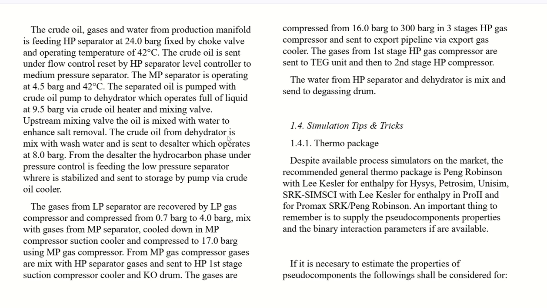Okay. The crude oil from the dehydrator is mixed with wash water and sent to the desalter, which operates at 8 bar gauge. From the desalter, the hydrocarbon phase, under process pressure control, feeds the low pressure separator, where it is stabilized and sent to the storage tank via the crude oil cooler. So the RVP is maintained in the LP separator. Gas from the LP separator is recovered by the LP gas compressor and compressed from 0.7 to 4 bar gauge. So we saw that in the BFD.